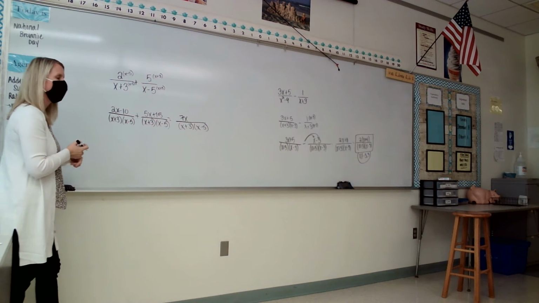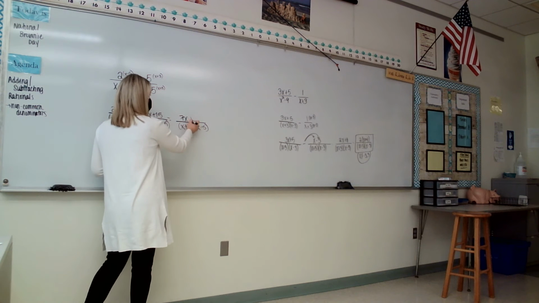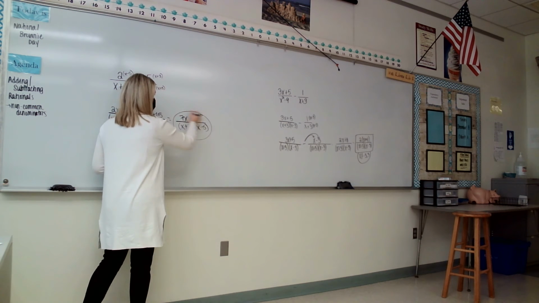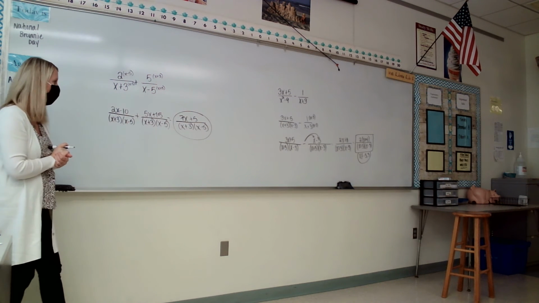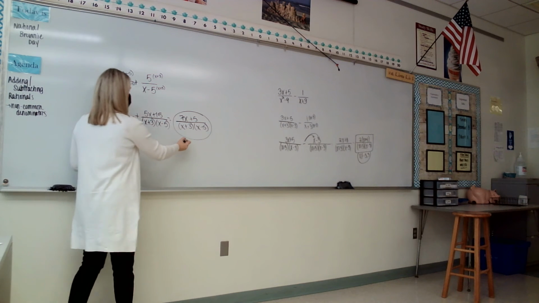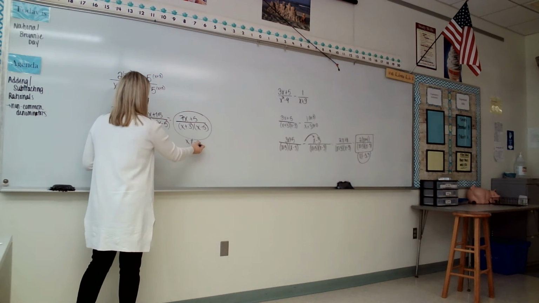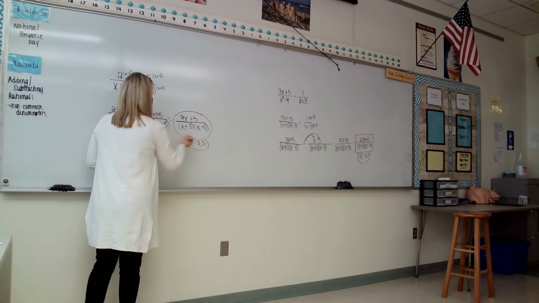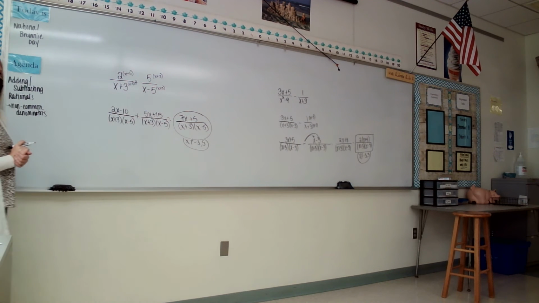Negative 10 plus 15 would give me 5. There's nothing else I can do to that, right? That's not factorable, nothing's going to cancel. I am going to write my restrictions because x cannot equal negative 3 or positive 5. So if nothing's in common, you just kind of multiply them together.